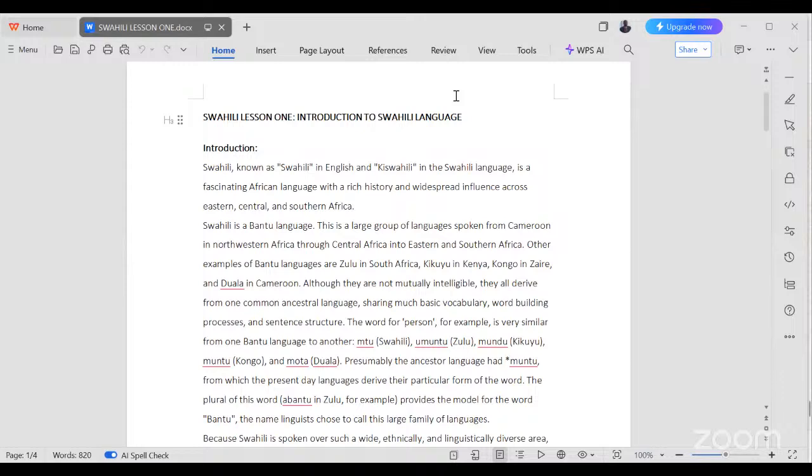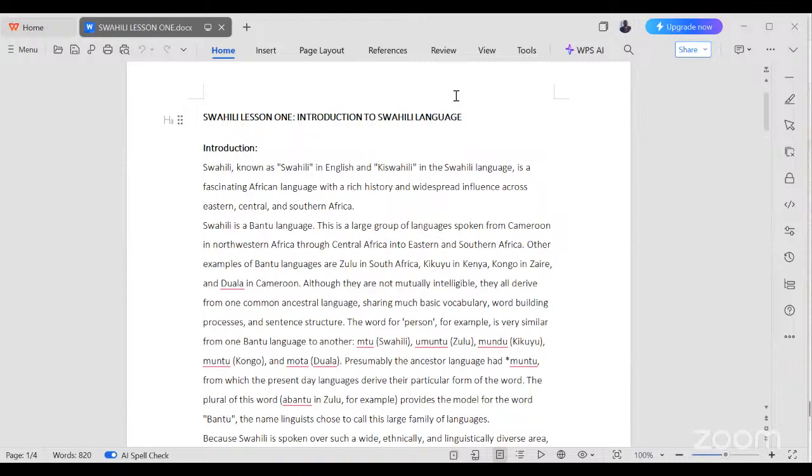So we'll be learning a bit on the common language. They also share some basic vocabulary. If you look at those various communities, you realize they have a common vocabulary in the languaging. For example, there's one word in Bantu called Mutu, which is Swahili. But if you go to Zulu, it means Umuntu, still meaning a person.